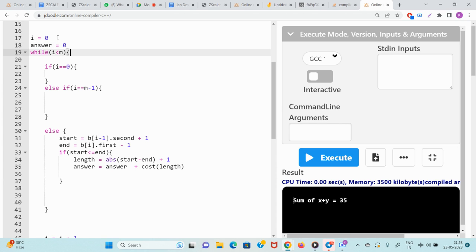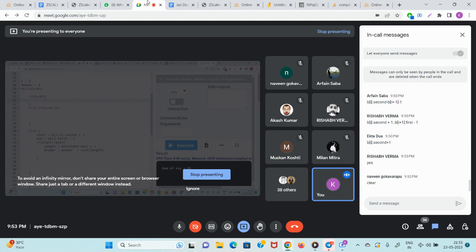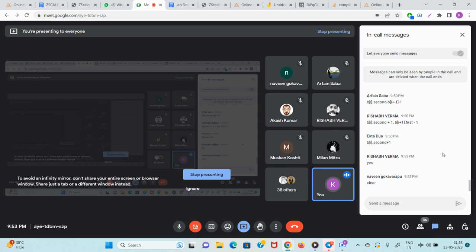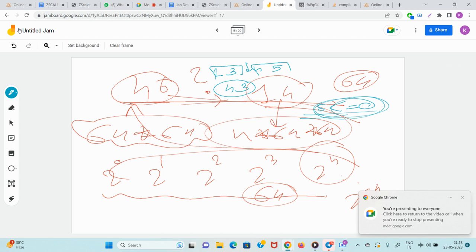Acha, can anyone tell me why did I create this extra case for I equal to 0? Let's say someone tells in the chat. Guys, why did I create the case for I equal to 0? Tell me in the chat someone. Why create the special case? What was the need? There must have been some need. Why did I make the if condition for I equal to 0? Yes, it will create an exception. I'll tell you what will happen.